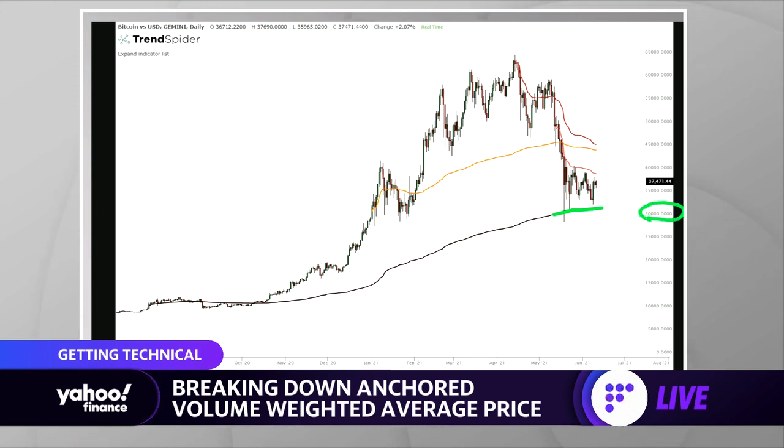The downside, though, is that we're significantly off the highs and we are still trying to find balance in this market. If you look at the dark red volume weighted average price, that is the volume weighted average price from the peak. And that's still declining. It's at about 45,000. Just below that is the orange one. That's the average price since the beginning of the year. So since the beginning of the year, the average price that Bitcoin has been transacted at is about 43,000.